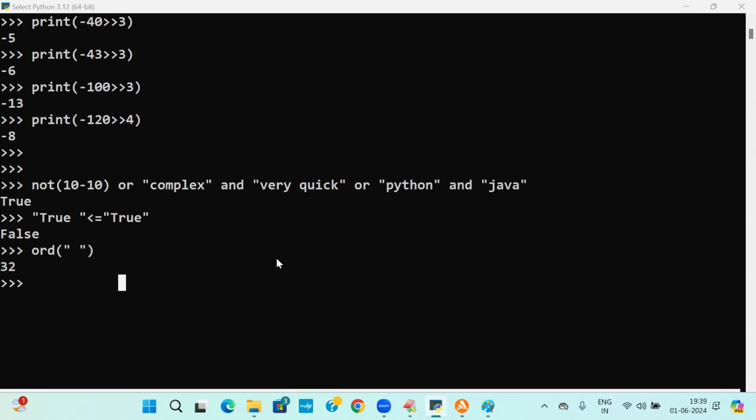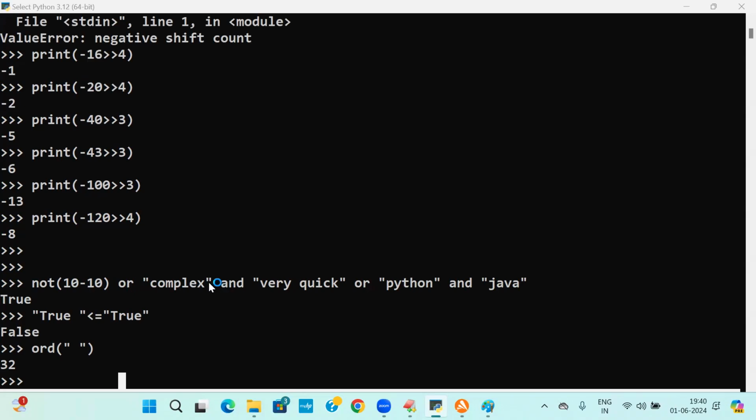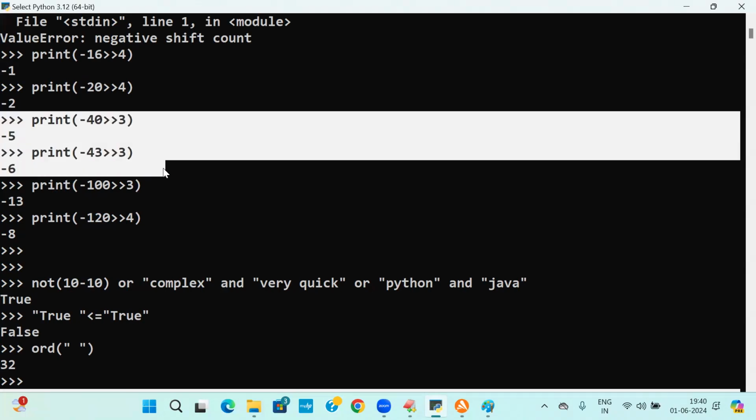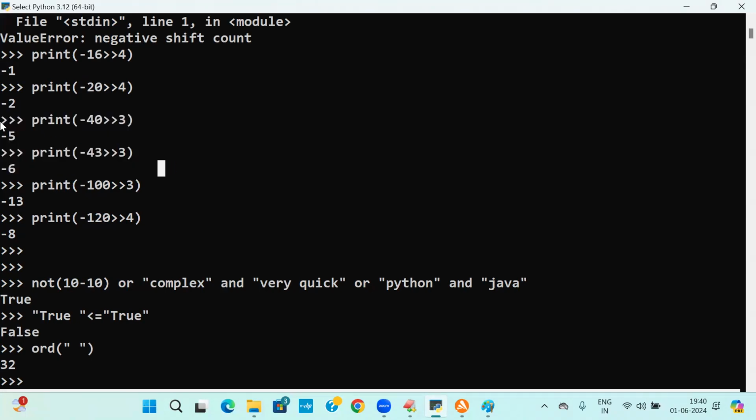So there we are dividing with 3, minus 40 greater than 3. There we are getting minus 5, and minus 43 greater than 3, there we are getting minus 6. This I didn't get. I said I will explain in the further classes. I said already, because I need to tell some fundamentals. Then I will go for this. Okay.